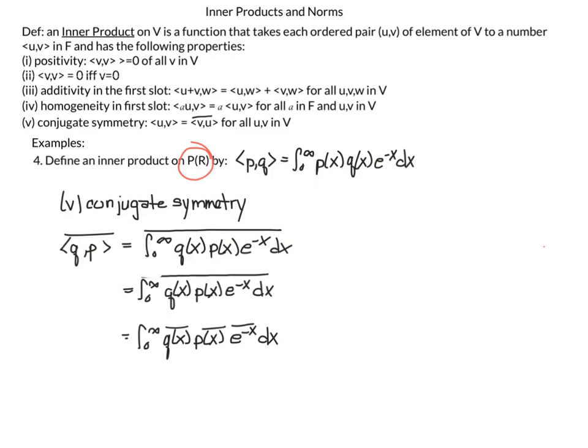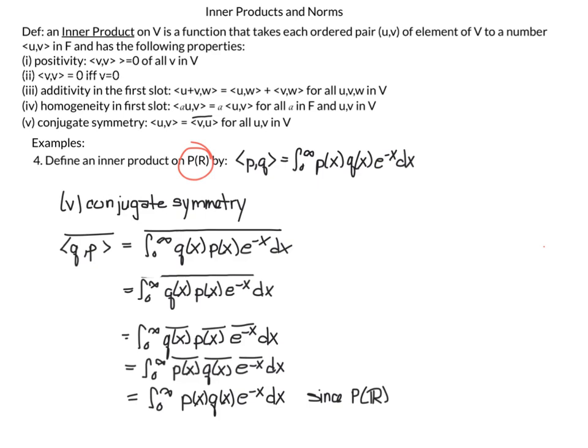So now we have the integral from 0 to infinity, the complex conjugate of the function q of x, p of x times e to the minus x. Let me also erase this here. And by properties of complex numbers, because this is a product of three complex numbers, we can break it up into the product of three complex conjugates. So integral from 0 to infinity complex conjugate of q of x times complex conjugate of p of x times complex conjugate of e to the minus x.